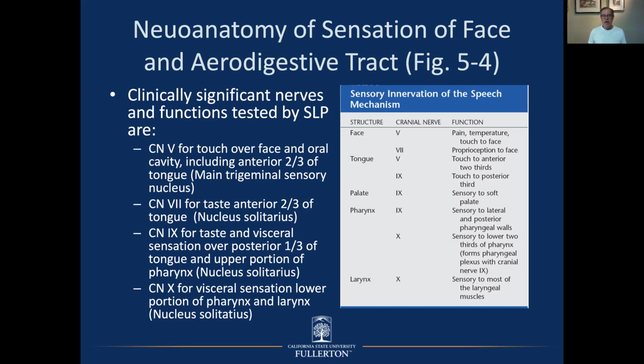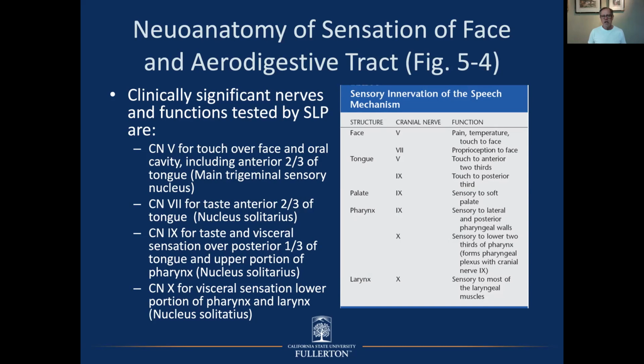Now, cranial nerve 7 subserves the anterior 2/3 of the tongue for taste. So that information is going to be projected to a different nucleus subserving taste, the nucleus solitarius. Whereas the touch information, the general sensory information from the face and the oral cavity, projects back to the trigeminal nucleus. And we'll look at that. For plain touch, it goes to the main trigeminal sensory nucleus. And we'll break that down in a little more detail later.